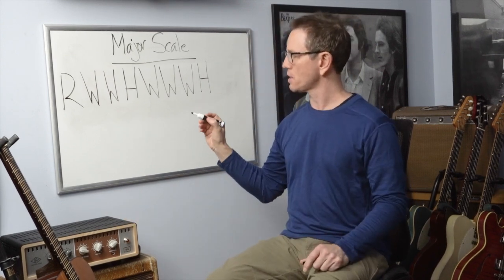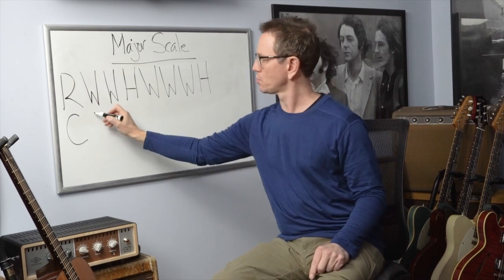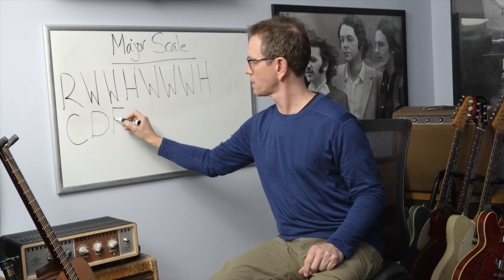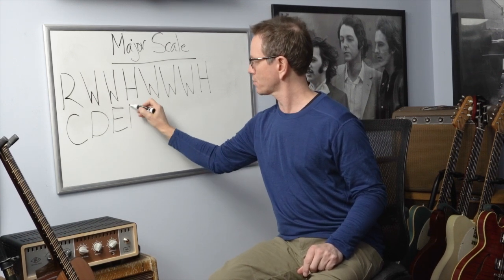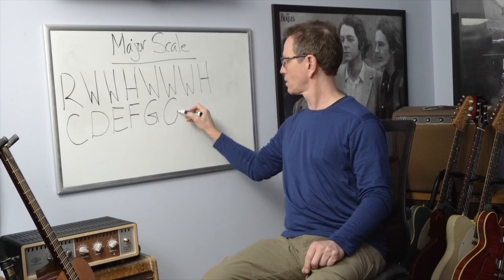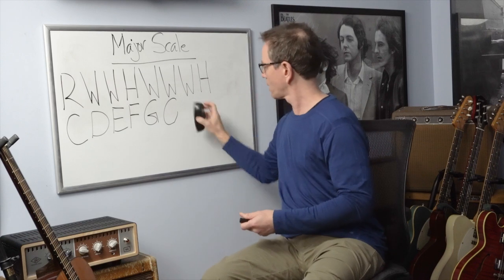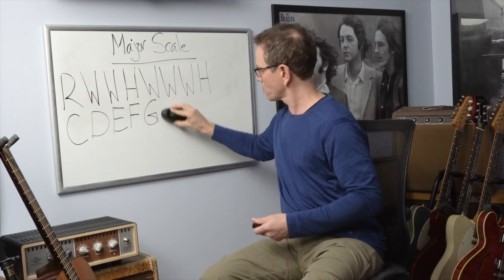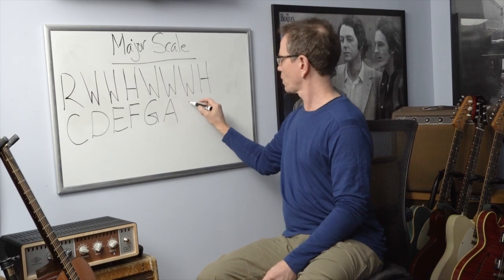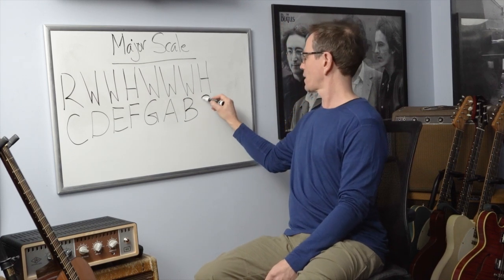So if we were to start on C and we go up a whole step, we get D, up a whole step to E, up a half step to F, up a whole to G, up a whole step to A, up a whole step to B, and then up a half step to C.